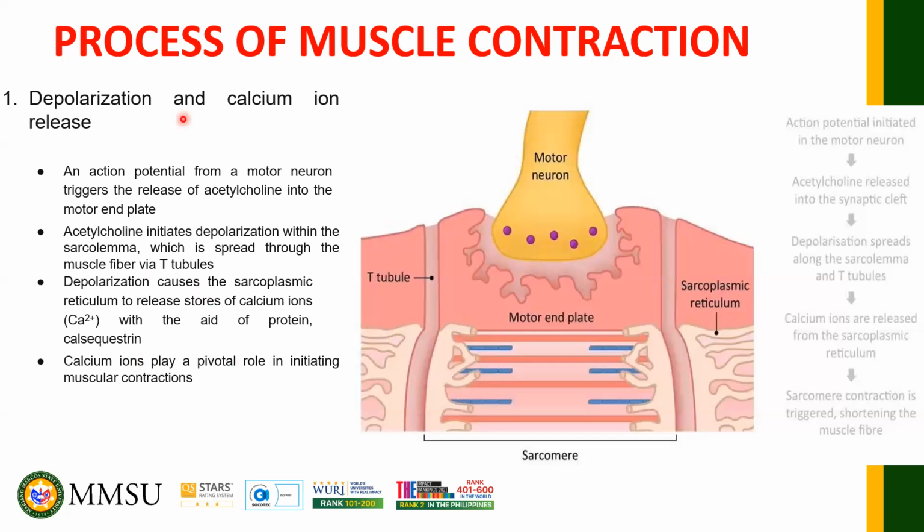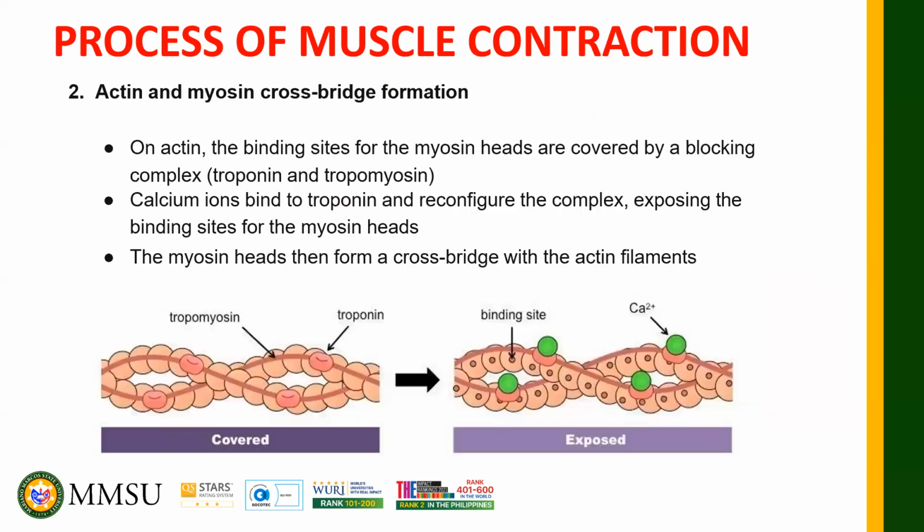So, parang dito sa process na to is with the aid of the acetylcholine and with the aid of the calsequestrin na na-release yung calcium ions. Now, ang question, saan papunta na ngayon yung mga calcium ions na na-release from the sarcoplasmic reticulum? And that is now, we have here the actin and myosin crossbridge formation.